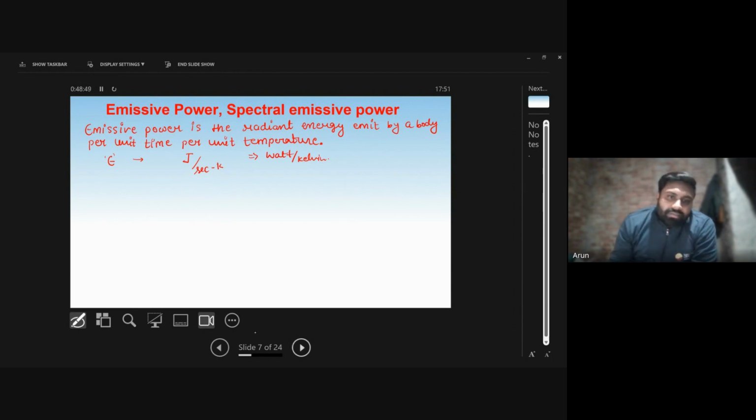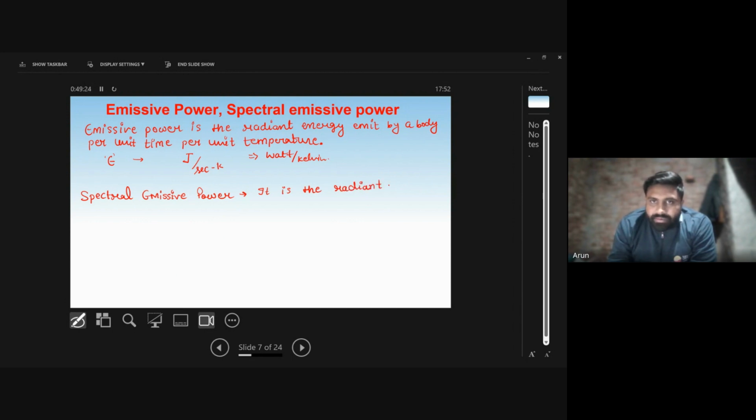Okay. Now, what is spectral emissive power? So what is the spectral emissive power? It is the radiant energy. Same thing.